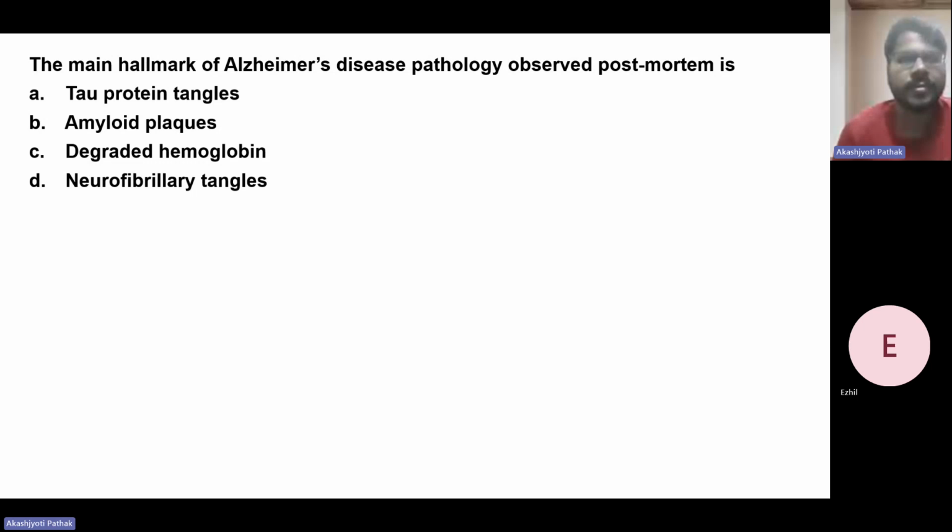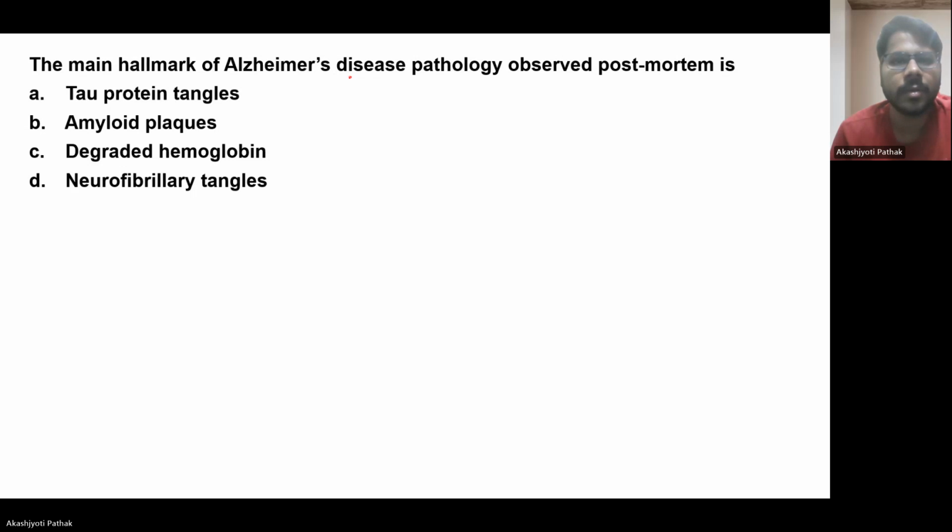So, many of you might have read about Alzheimer's disease, and this is very widespread. Many research labs are working to solve this problem of Alzheimer's disease. So, what is the answer for this question? So it is amyloid plaques.